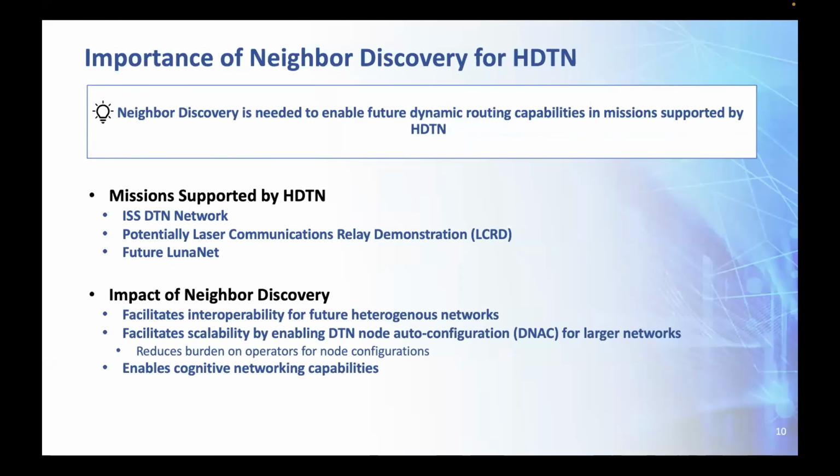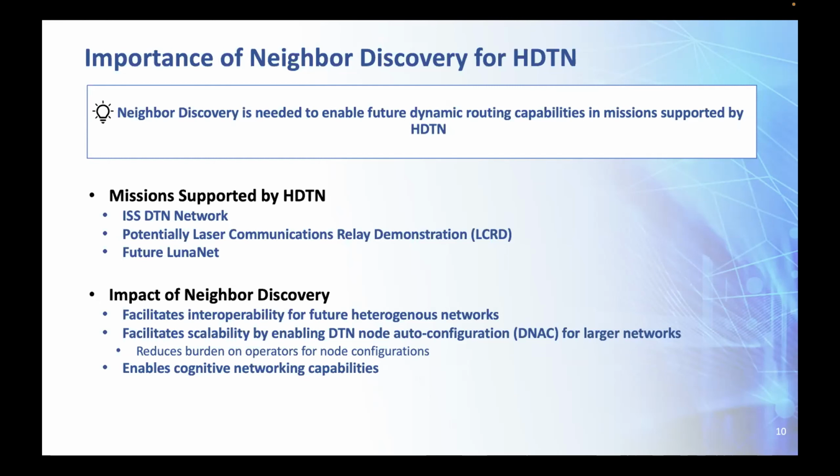So why is neighbor discovery very important for HDTN? The key point is that neighbor discovery is needed to enable future dynamic routing capabilities in missions for HDTN. So current missions that are supported by HDTN are the ISS-DTN network, potentially laser communications relay demonstration, LCRD, and future LunaNet. What's going to be the impact of neighbor discovery?